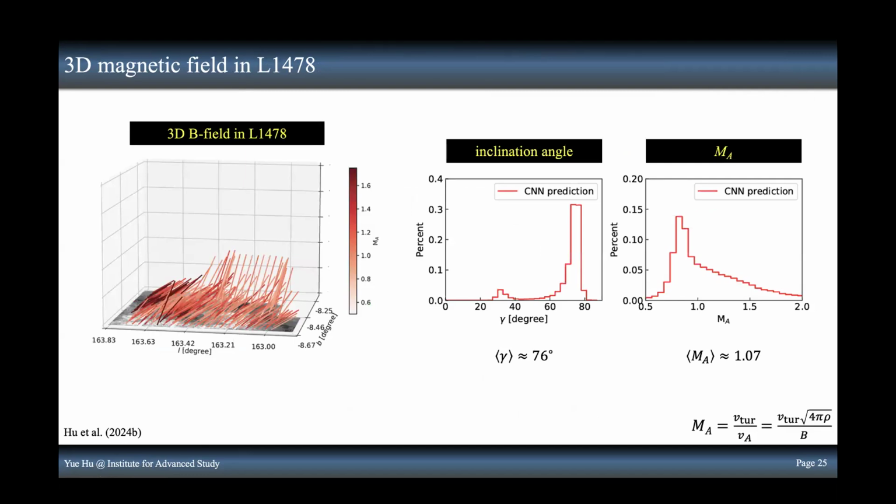But of course, the advantage of the machine learning approach is that it is able to get the 3D magnetic field inclination angle and also the magnetic strength. So here we can construct a 3D magnetic field morphology, like the inclination angle and MA, in this cloud. We find the mean inclination angle in this cloud is around 76 degrees, and it's almost a trans-Alfvénic cloud.